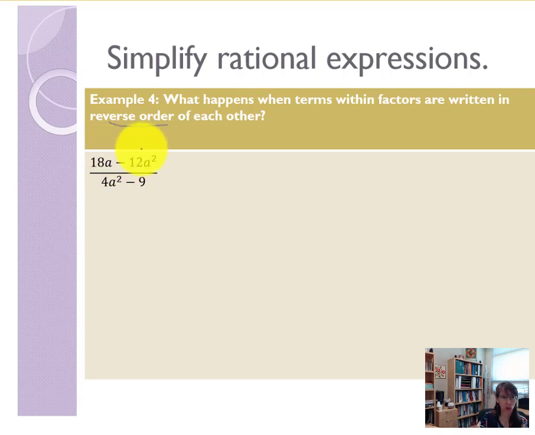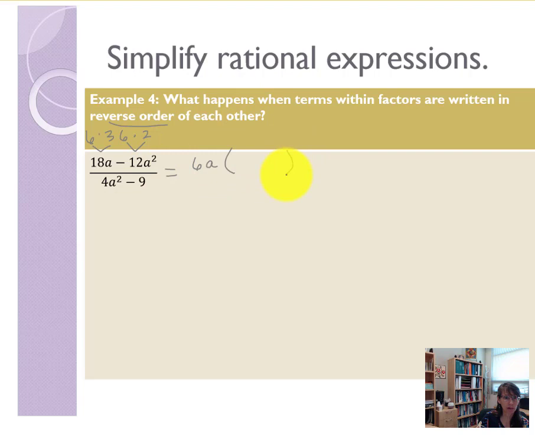In our numerator, we have just two terms, 18a minus 12a squared. I don't see perfect squares here, so it's not difference of squares. We could use greatest common factor here. So the numerator with 18 and 12, I know 18 is 6 times 3, and 12 could be 6 times 2. So that's helpful to know that 6 is common. And it looks like we also have some variable in common.